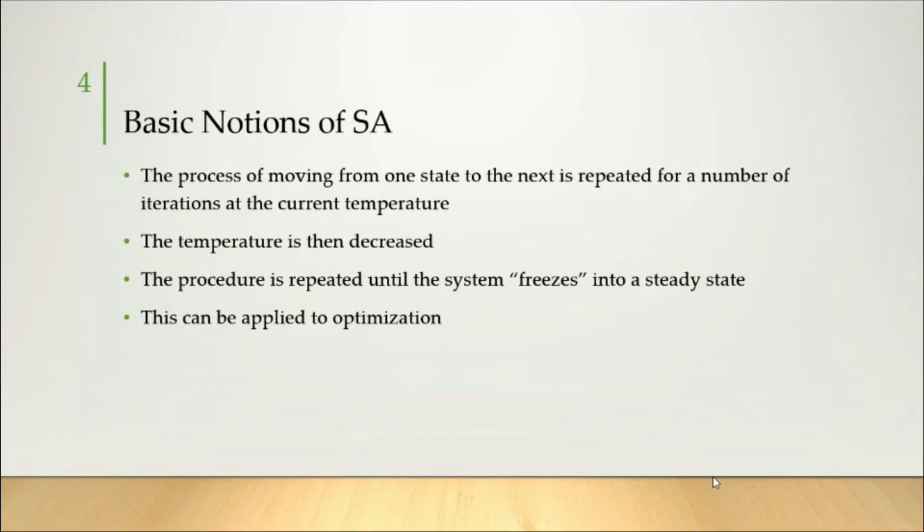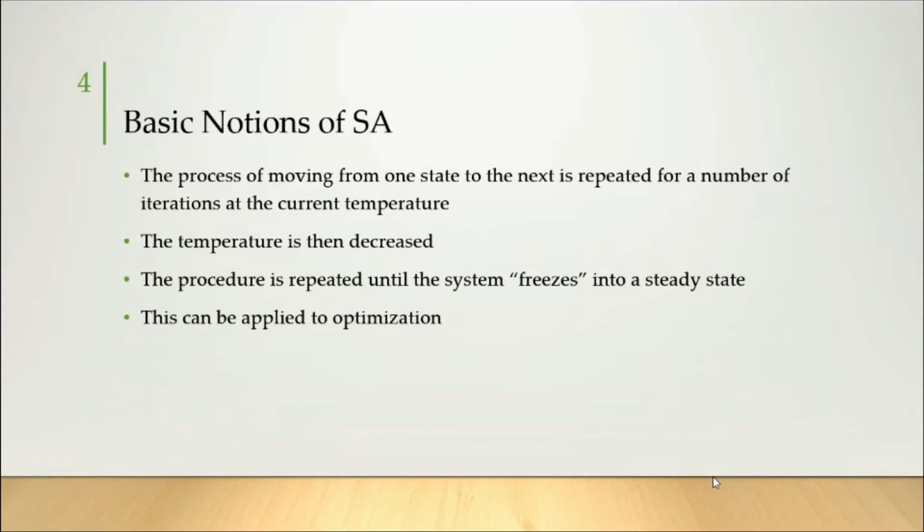If we initialize the temperature as 100 degrees, it can be reduced to 90 or 95 or even 99. If we are reducing it to 99, it is a very slow rate of cooling, and the number of iterations at each temperature should be very small in that case. This procedure is repeated until the system freezes into a steady state, and the freezing temperature is the last temperature that we decide.